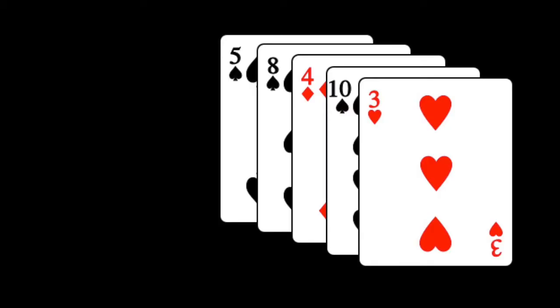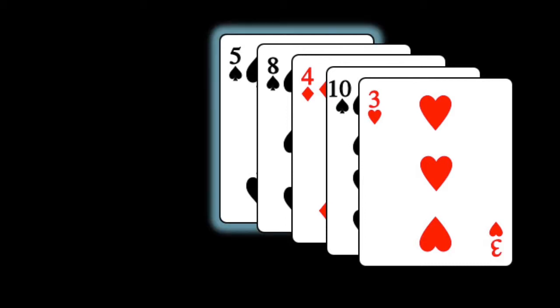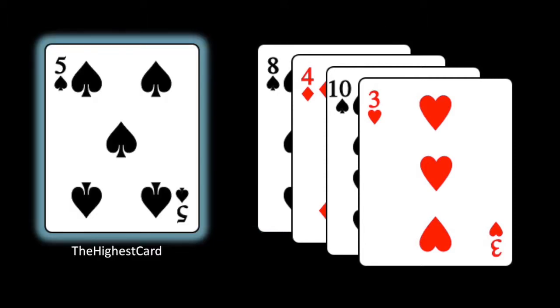So let's say we have cards with values 5, 8, 4, 10, and 3. Our algorithm takes the first card, which is called card 0, and we'll take that one as the highest card for the time being. So we'll put it over here, designated in the variable the highest card. And 5 is the value of the highest card we've looked at so far.